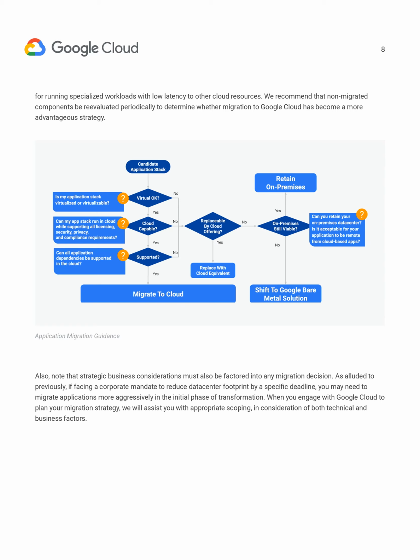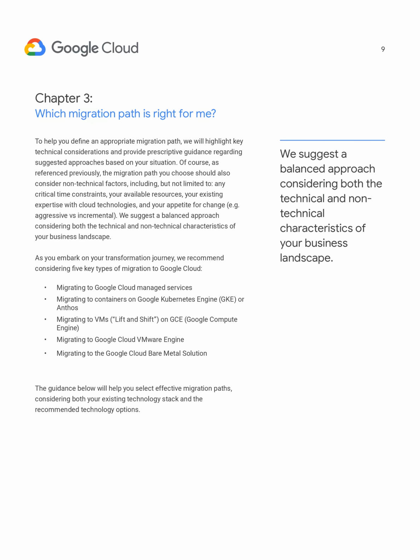When you engage with Google Cloud to plan your migration strategy, we will assist you with appropriate scoping, in consideration of both technical and business factors. Chapter 3: Which migration path is right for me? To help you define an appropriate migration path, we will highlight key technical considerations and provide prescriptive guidance regarding suggested approaches based on your situation.